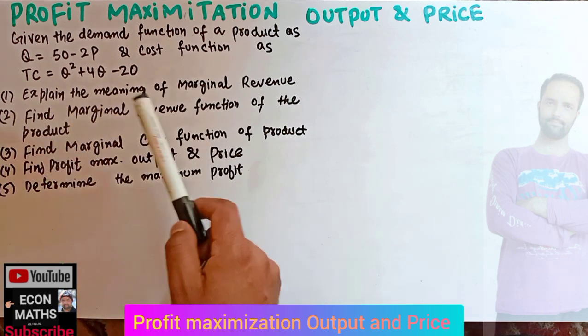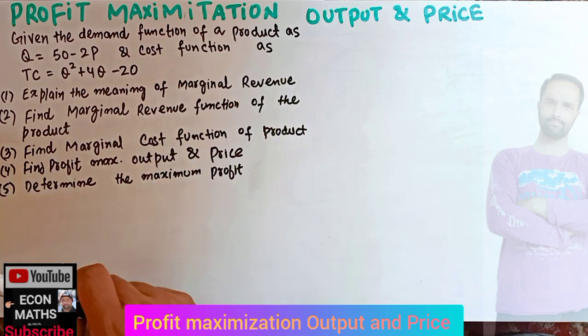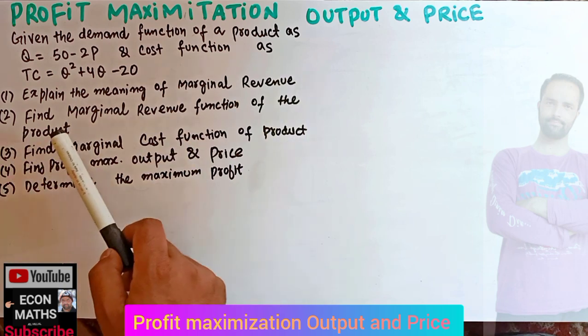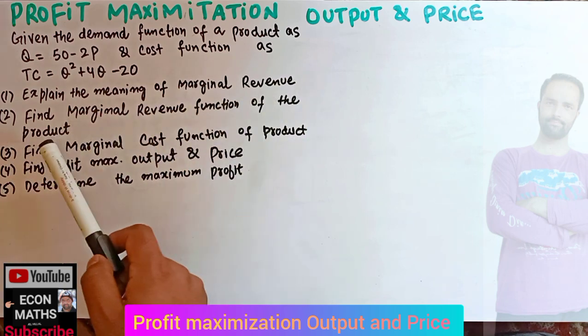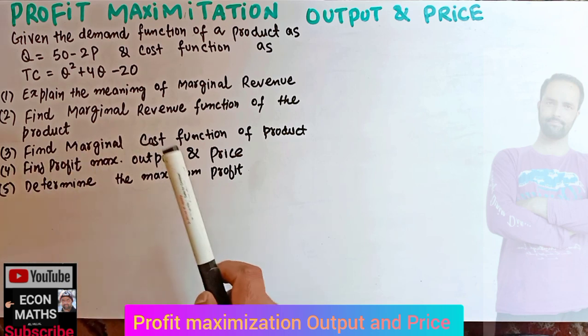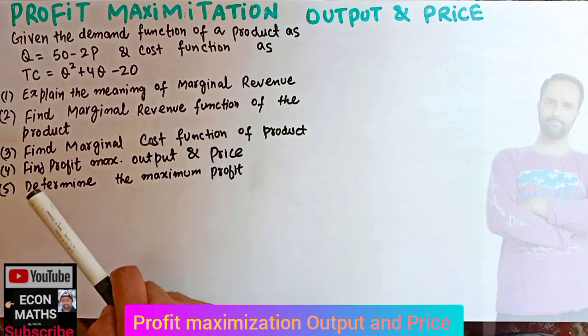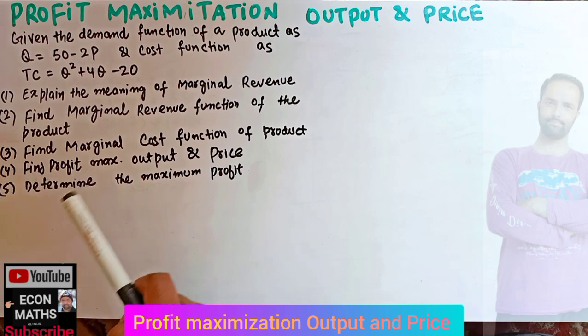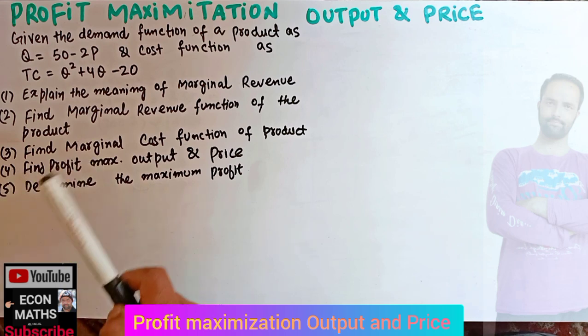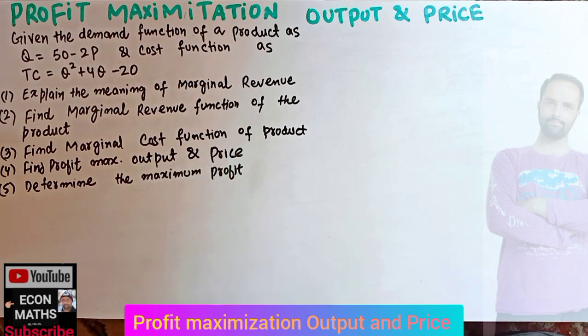We have to explain the meaning of marginal revenue. Also we need to find out the marginal revenue function of the product, the marginal cost function of the product, and find the profit maximizing level of output and price, and also determine the maximum profit. Okay, so let's go one by one.